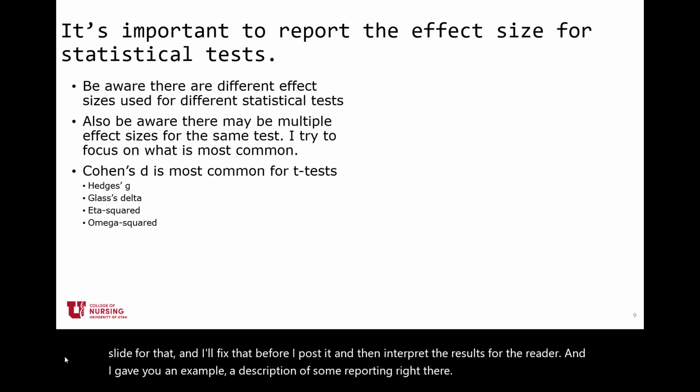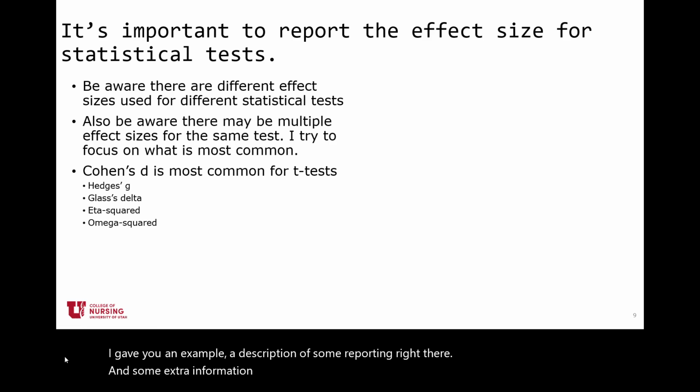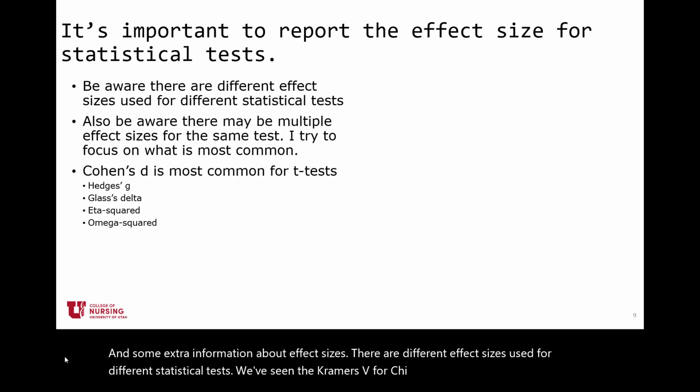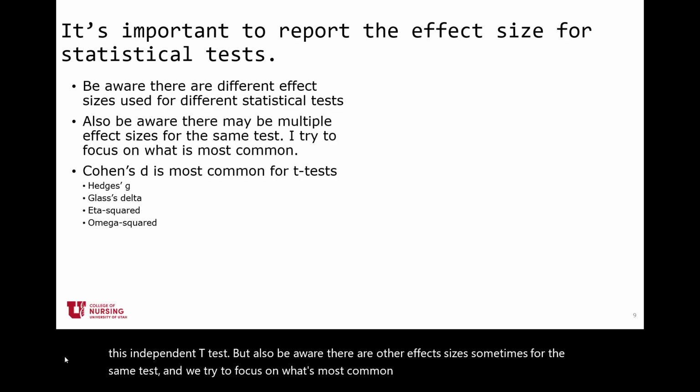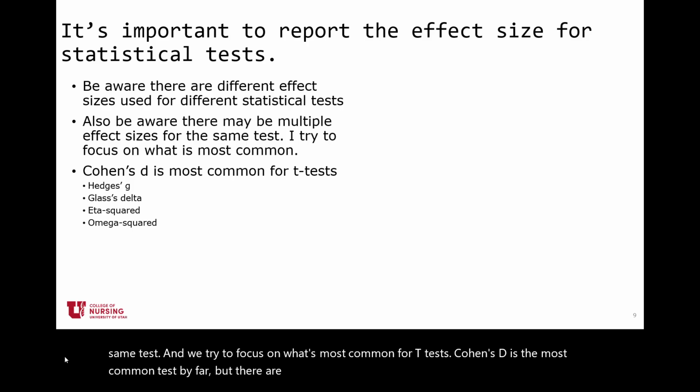And some extra information about effect sizes. There are different effect sizes used for different statistical tests. We've seen the Cramer's V for chi-square test, and now Cohen's d for this independent t-test. But also be aware there are other effect sizes sometimes for the same test. And we try to focus on what's most common. For t-tests, Cohen's d is the most common by far, but there are others that you might see.